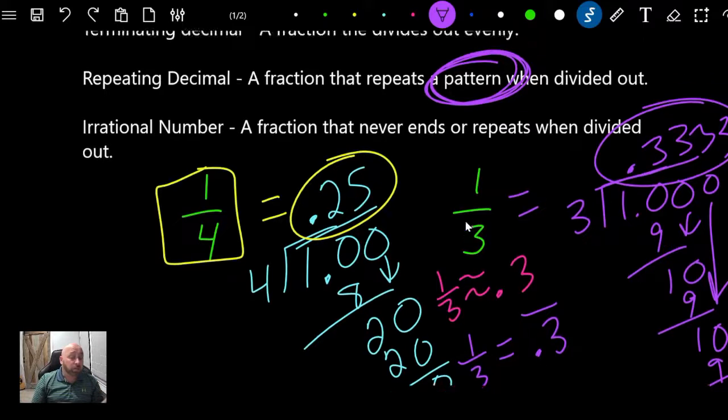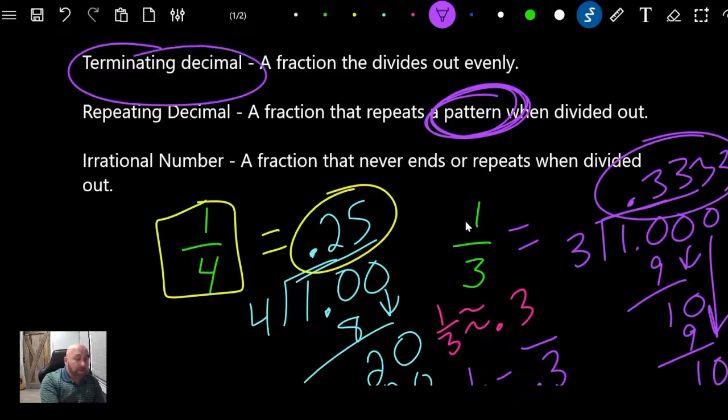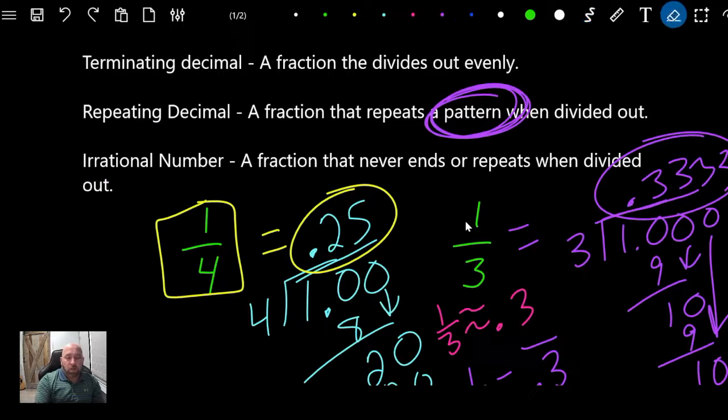So there's terminating decimals. Okay, that's the one that stops. And then there's a repeating decimal. That's the one that continues on. There's another type of a decimal called an irrational number. Well, something that's irrational doesn't make any sense. So rational makes sense to people. Irrational makes no sense. These are numbers that never stop.